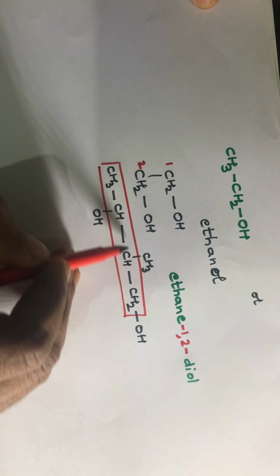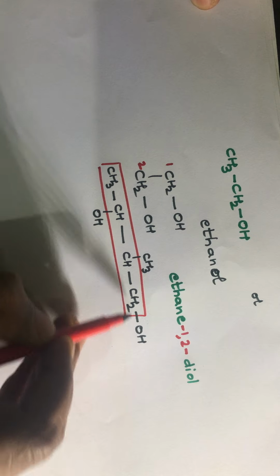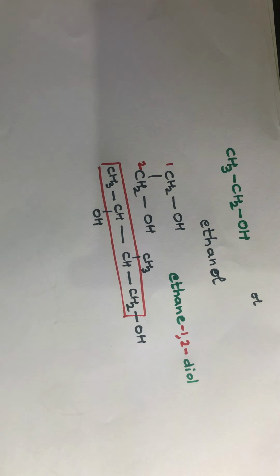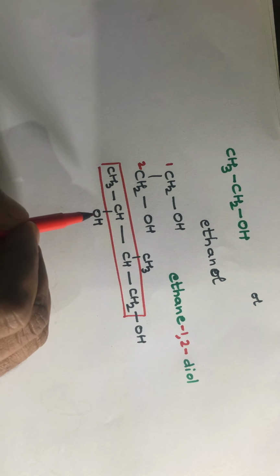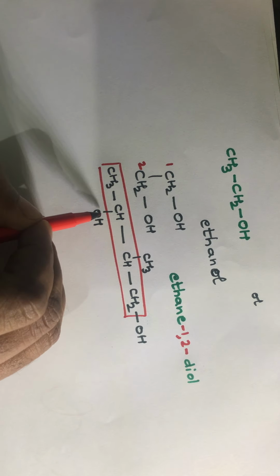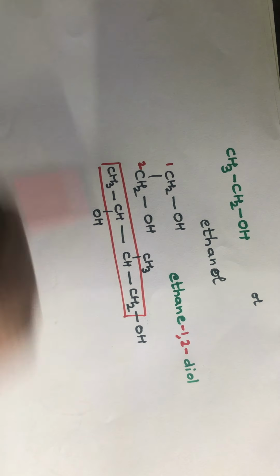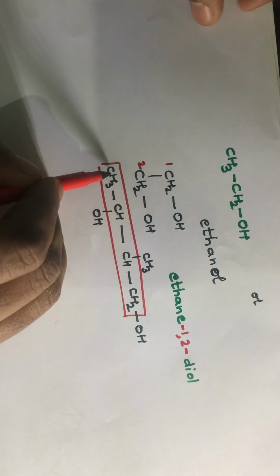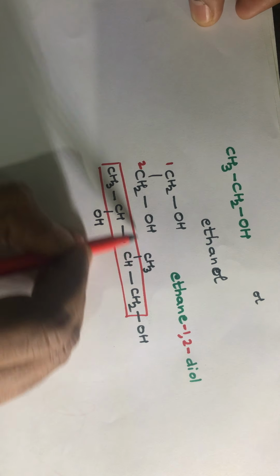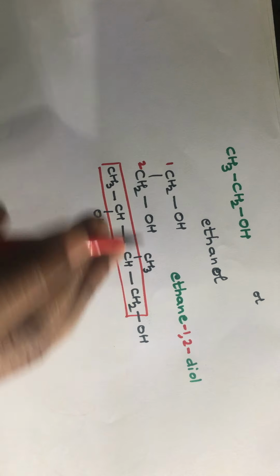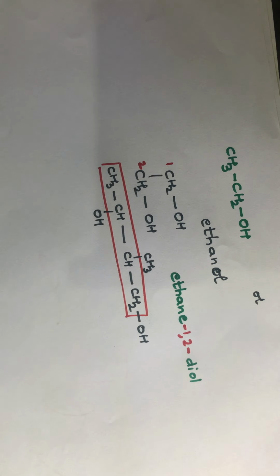If I consider this chain, then the carbon carrying the functional group will not be included. Whenever you select a chain, the chain selected should be such that the functional group carbon is included in the chain. So this is the only possibility that we can have. We cannot select this other chain 1, 2, 3, 4, because then the carbon carrying the OH will not be included. It should be included. This is how you should select a chain.